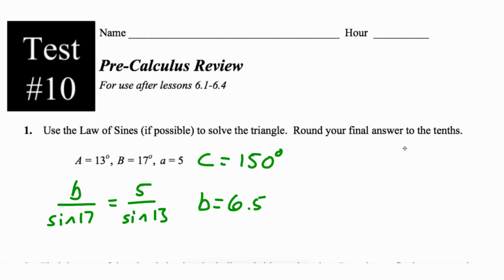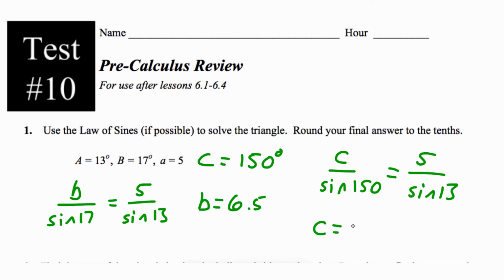Now to find side C, we're going to go C over the sine of angle C, which is 150 degrees, equals, again, I'm going to use that information about A since we have side A and we have angle A. So I'm going to go 5 over the sine of 13. Again, I'm going to take this sine of 150, multiply it over to the right-hand side, and type everything into my calculator. When we do that, we get a length of C to be about 11.1 if we round that to 1 decimal.